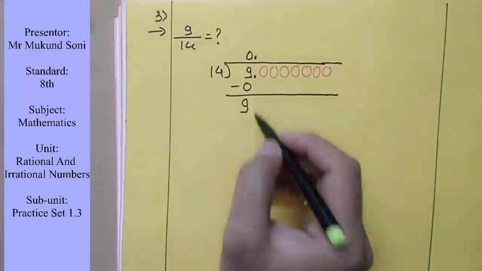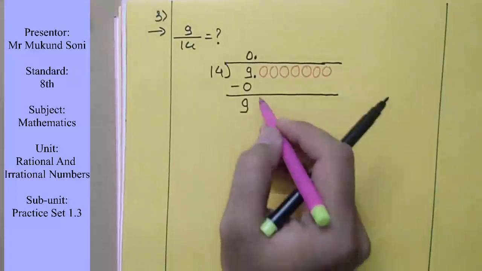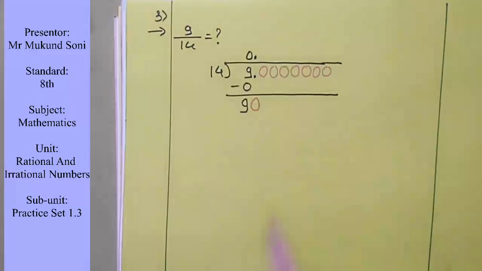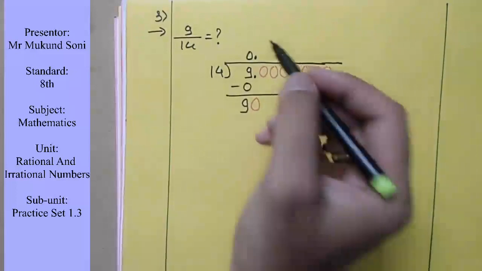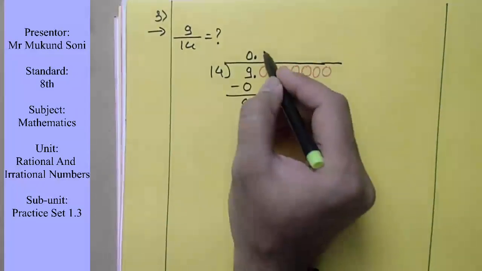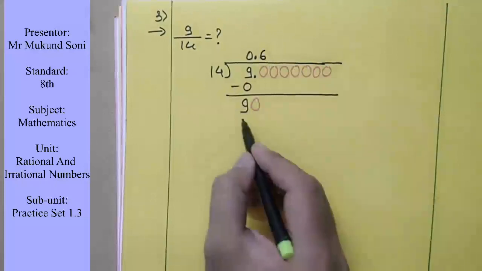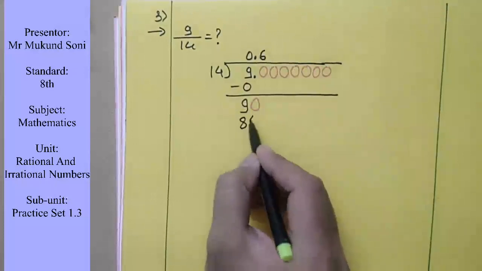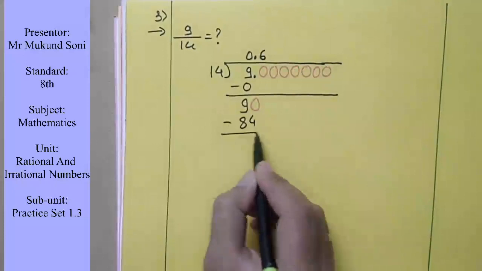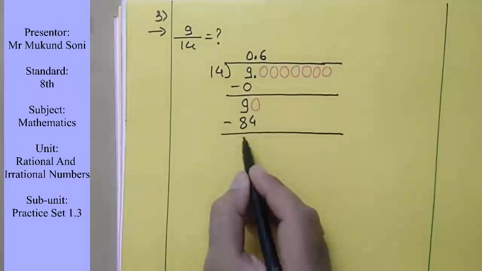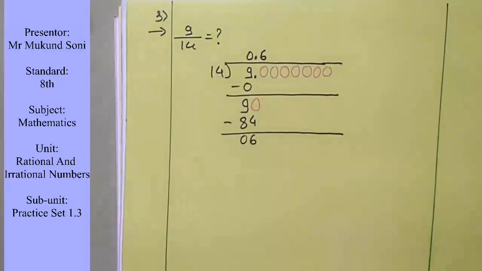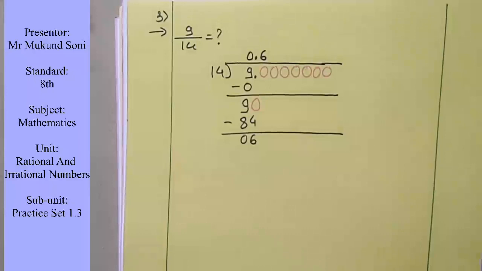Then take the next zero down. As we know the process, it becomes 90. In the table of 14, the number closer to 90 but less than it is 14 sixes are 84. On subtraction it gives you answer 6. Don't forget the calculation with borrow. If you don't know, check the previous sum. You can repeat the video.